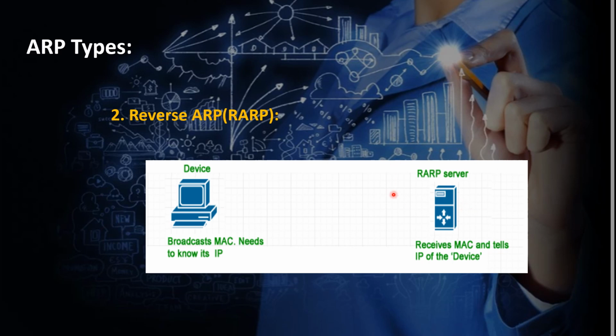Once the server receives the MAC address, it checks in its database and responds back to the device with its IP address. Then the device starts connecting to the server and communicates to the internet. Okay, this is called reverse ARP. Nowadays we are not using reverse ARP. Instead we are using the BOOTP protocol or the DHCP protocol.